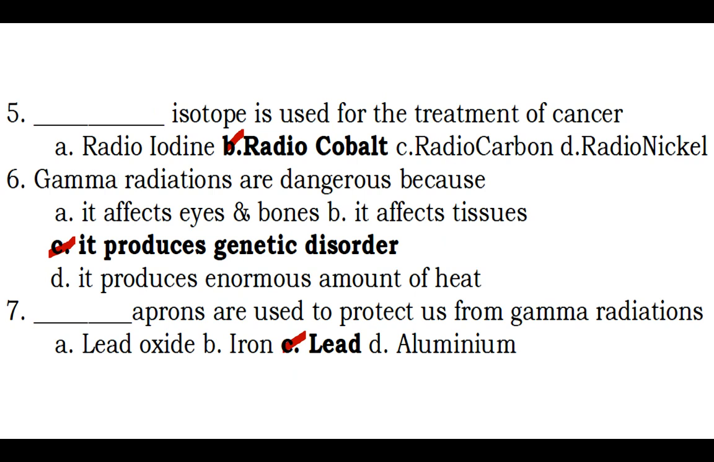Question number 5. Dash isotope is used for the treatment of cancer. Option B, radiocobalt. Question number 6. Gamma radiations are dangerous because option C, it produces genetic disorder. Question number 7. Dash aprons are used to protect us from gamma radiations. Option C, lead.